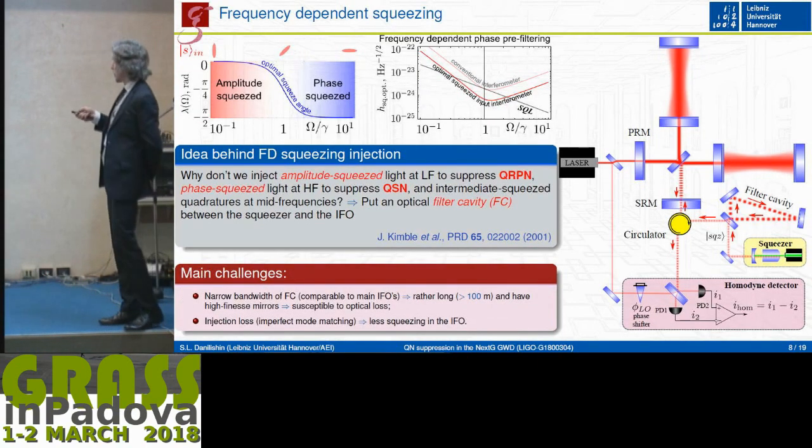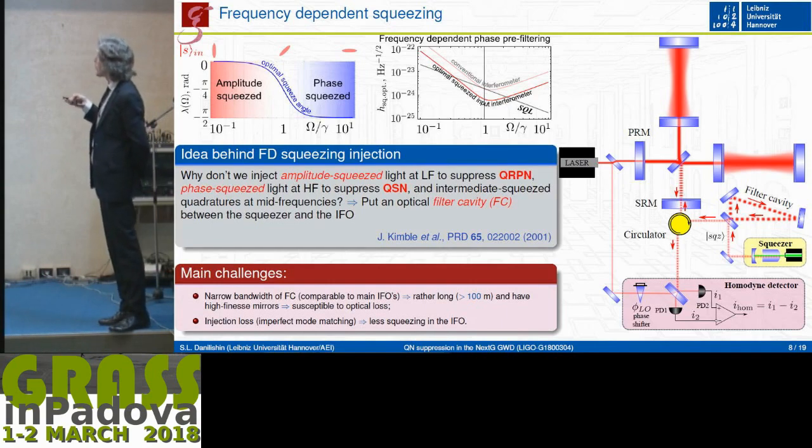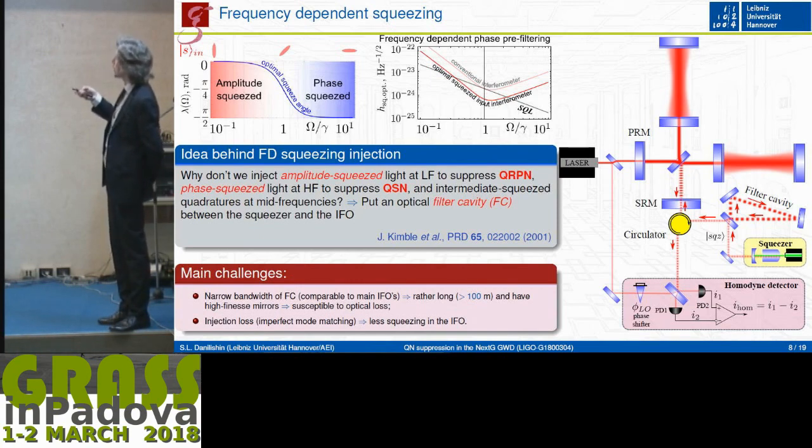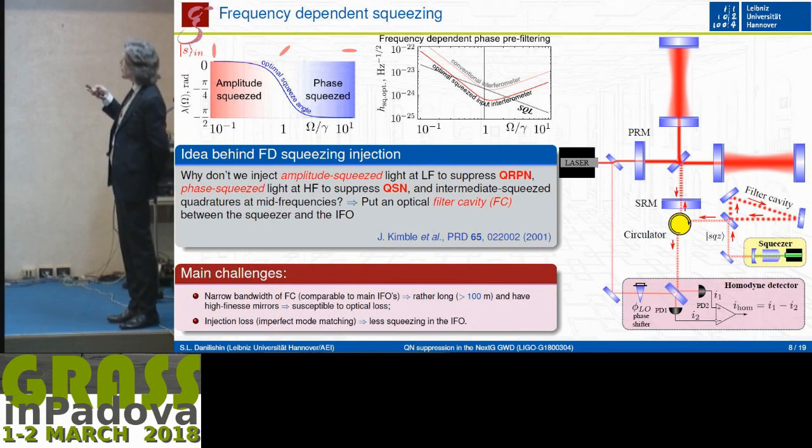Well, the solution to that was suggested, again in 2001, in the famous Kimble et al. paper. You basically look at what squeezing angle should be injected into the interferometer to optimally reduce the uncertainty of quantum fluctuations. And it turns out to be amplitude squeezing at low frequencies, phase squeezing at high frequencies, and intermediate squeezing in between. So basically, what you will get is wideband suppression of the quantum noise by the same factor at all frequencies. That can be done by letting the squeezed vacuum from the squeezer go through a dispersive device, like a Fabry-Pérot cavity, which rotates the squeezing angle at different frequencies of the sidebands.